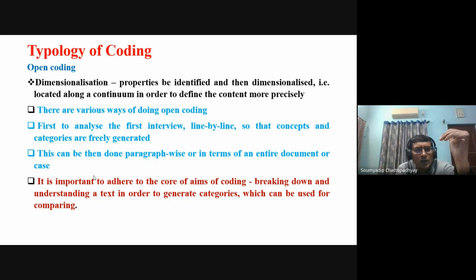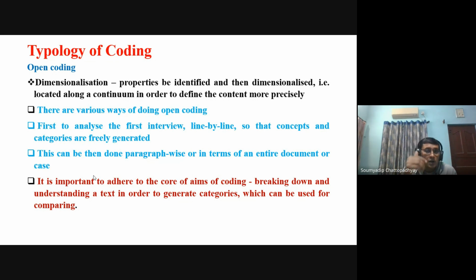But how can we approach this open coding? There are various ways of doing this. We can first analyze any interview, any field note, any open-ended questionnaire, line by line, so that concepts and categories are freely generated. That is why I always emphasize the importance of generating good categories, because if you can categorize your responses properly, then it will be easy for you to make a good story out of it. That is why it is very important.